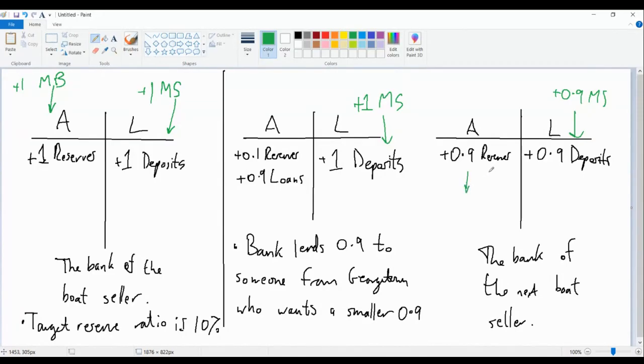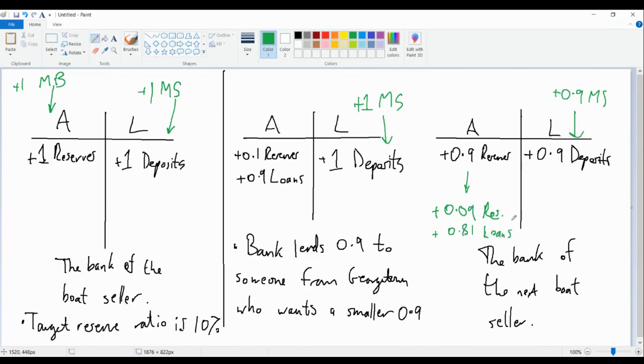What they would like to do is, again, lend them out. All of them? No, just 10% of them. And sorry, just 90% of them. The rest, 10%, they want to keep as reserves. So they would like to move to a situation where instead of having 0.9 in reserves, they had 10% of that, which is 0.09 in reserves. And the rest they would have lent out.